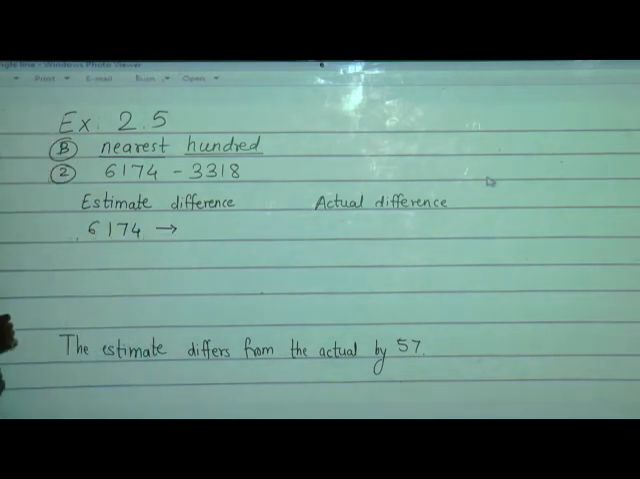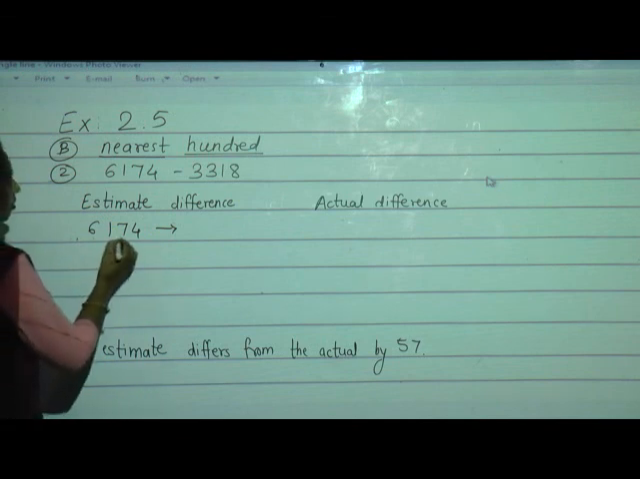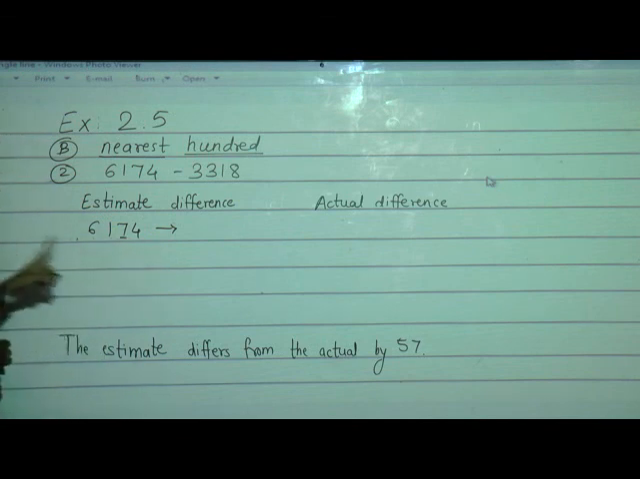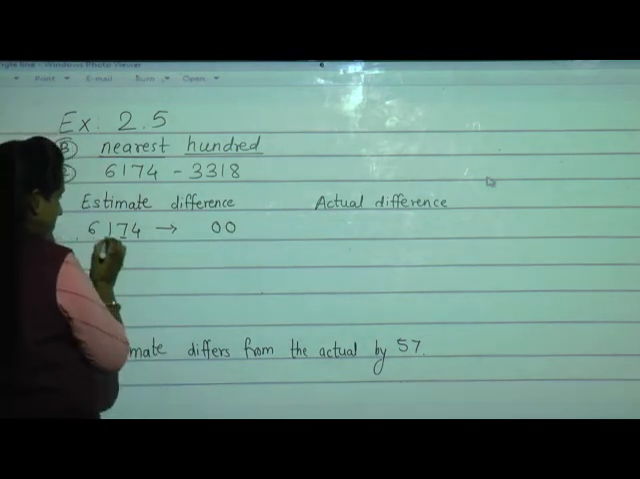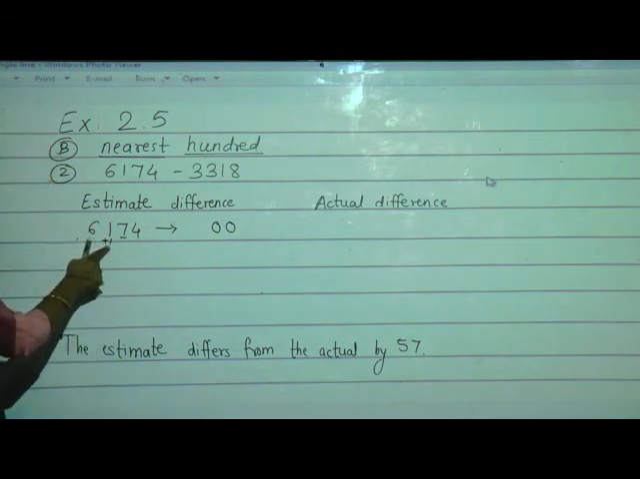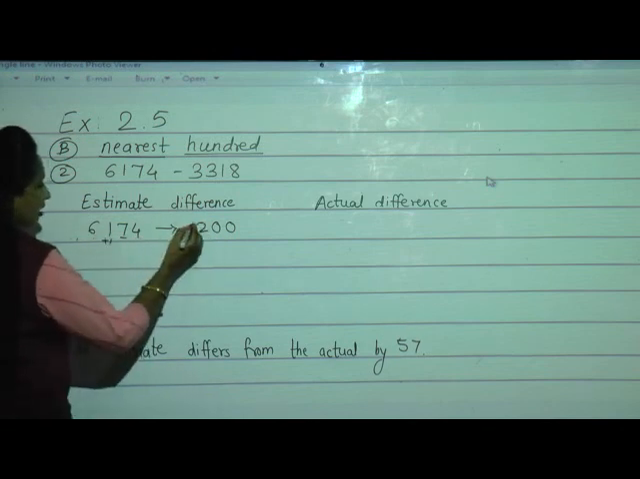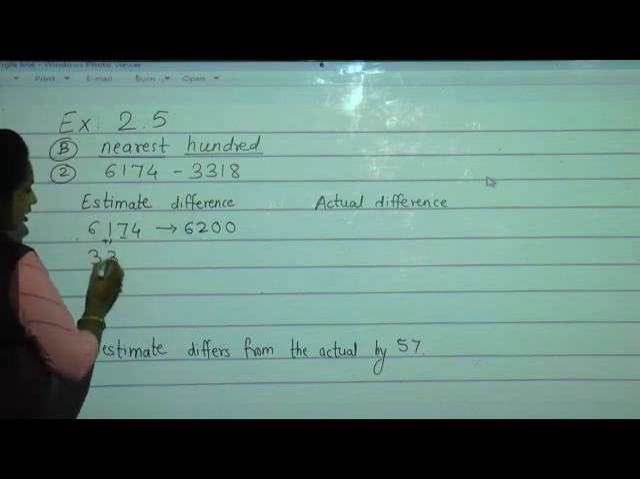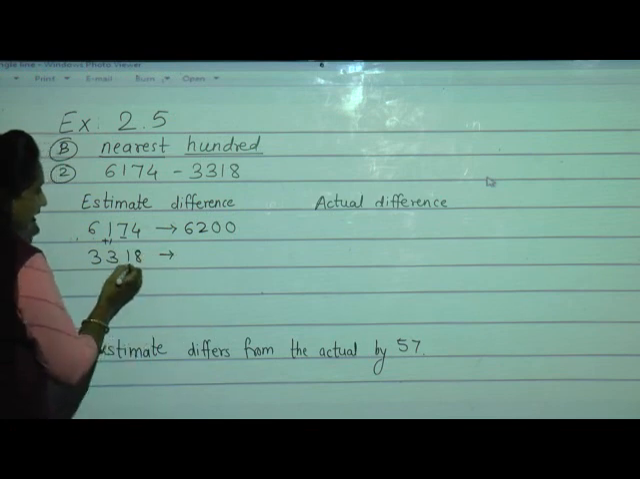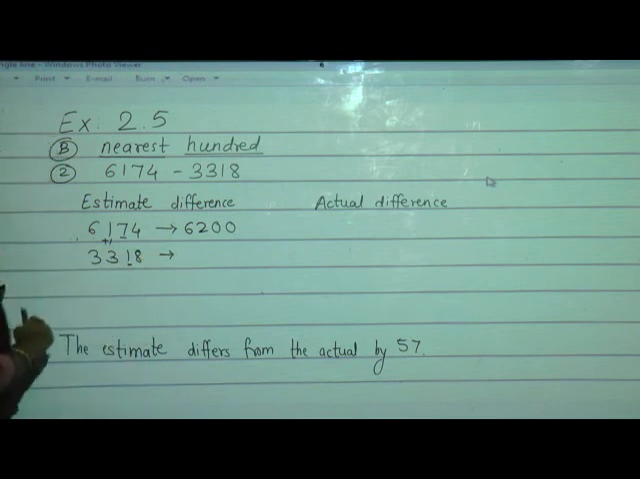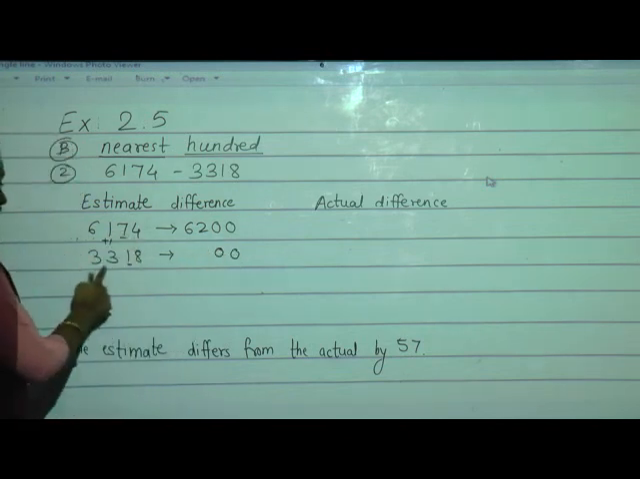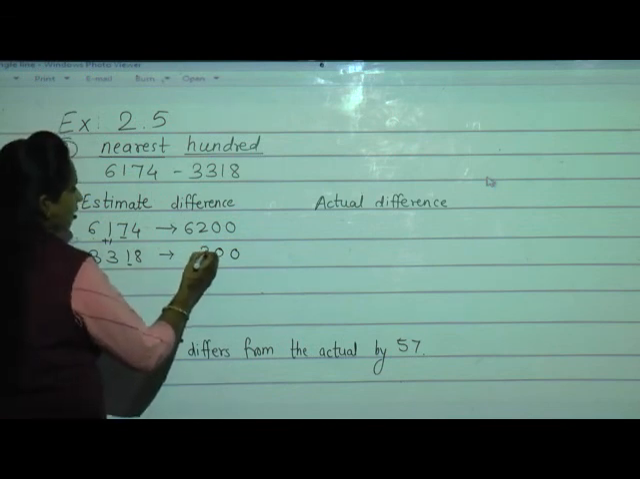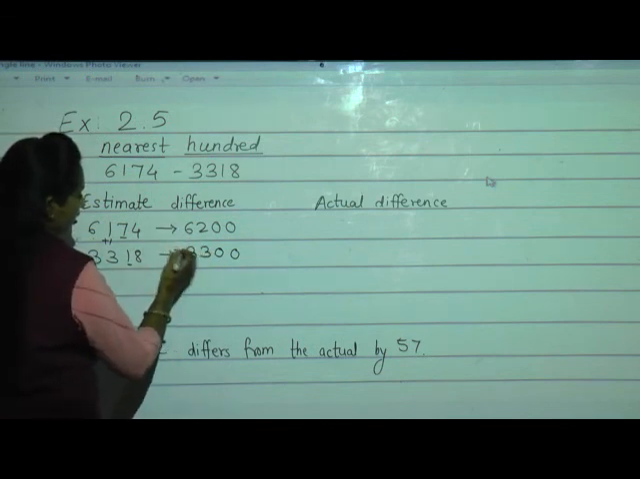Now we will round off to the nearest 100. So underline the tens place. It is 7, so more than 5. So place the 0 at ones and tens and add 1 to the hundreds place. When we add 1 to the hundreds place, 1 plus 1 is 2, and 6. The next number is 3,318. Underline the tens place. It is 1, so less than 4. So place the 0 at ones and tens without changing the hundreds place. So we should not change the hundreds place.